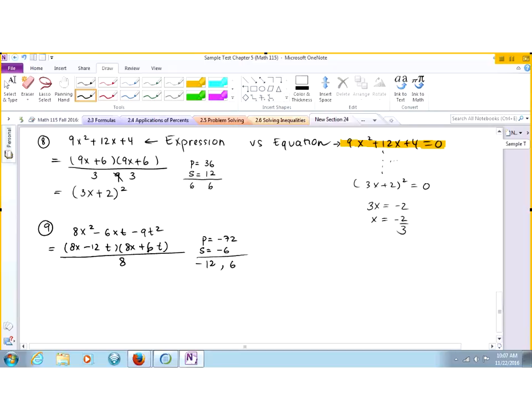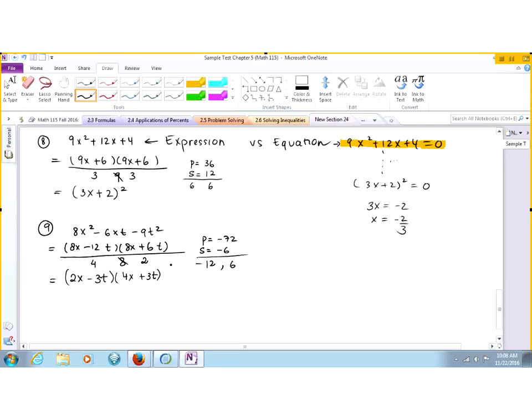Okay. Now, what do we do with 8? We split it into what? 4 and 2? Alright. So 8x minus 12p divided by 4 gives 2x minus 3p. And then 8x plus 6p divided by 2 gives 4x plus 3p. That's it. We're done.